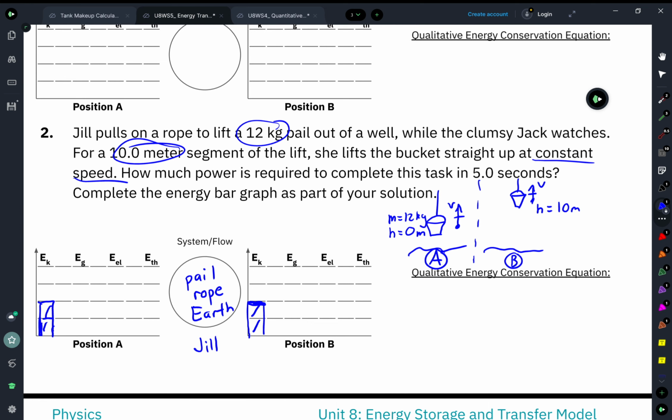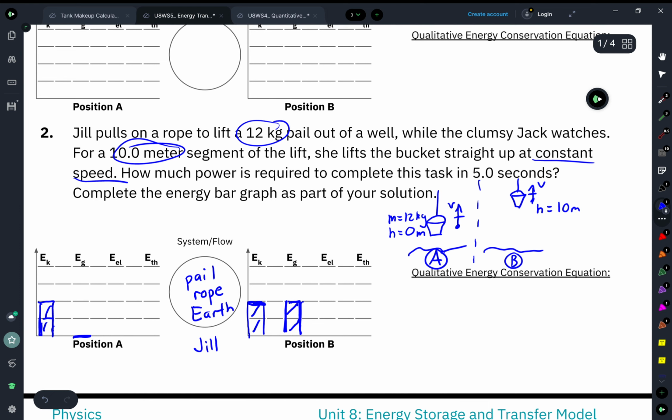Now for my gravitational. Position A, we define that as our 0 reference level of 0 meters. So I'm going to say we have 0 amount of energy represented in gravity at position A. And then position B, we've moved up. So I'm going to be adding 2 bars of energy right there.